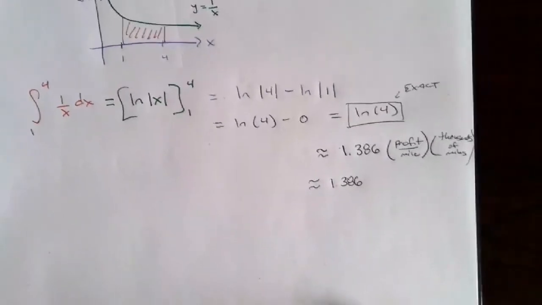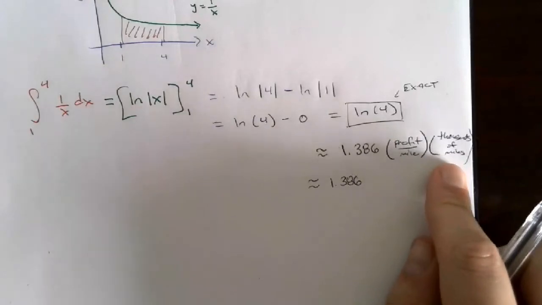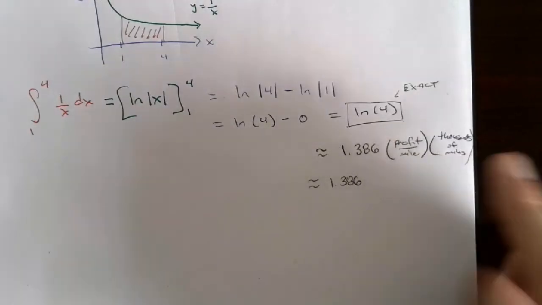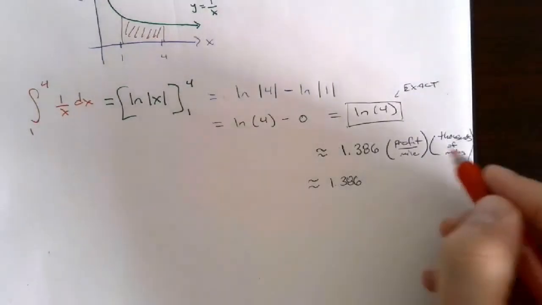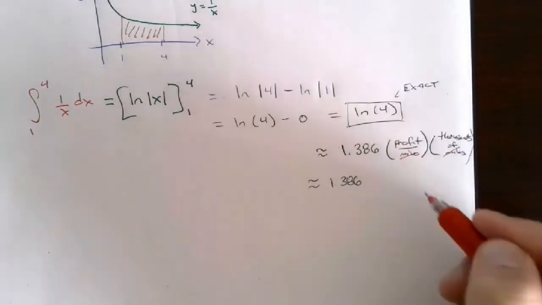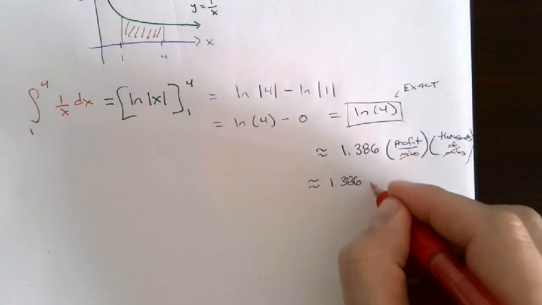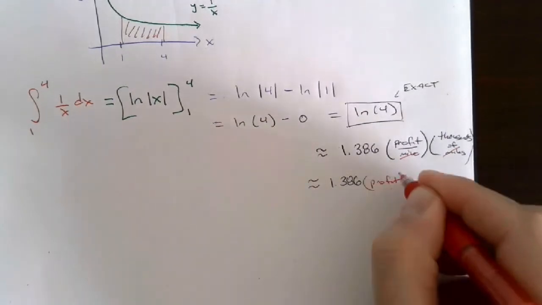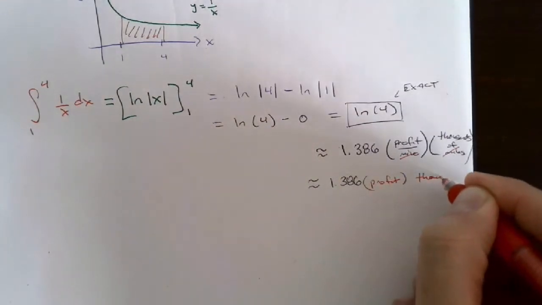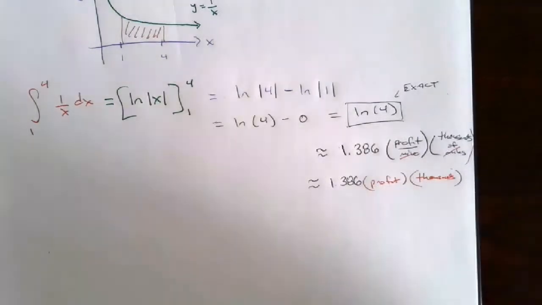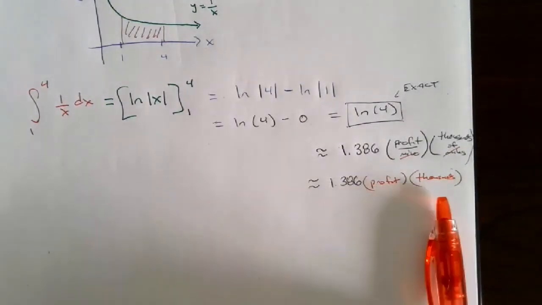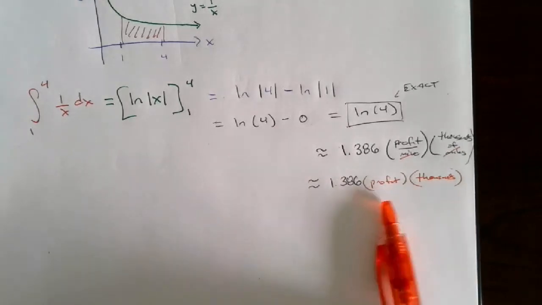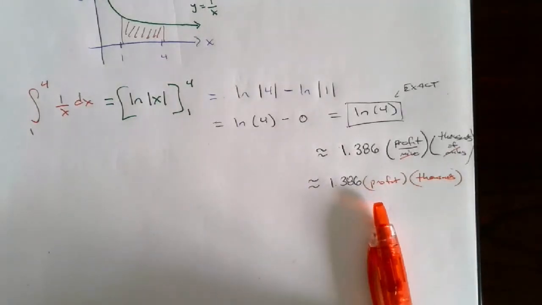And let's talk about what that means. So profit per mile times thousands of miles. Well, the miles will cancel with the miles, but you can't cancel the thousands. So the miles will cancel with the miles in the denominator, but this is profit times thousands. Well, what are those really measured in? Thousands of what? Well, profit is dollars, and thousands, so it's thousands of dollars. So it's 1.386 thousands of dollars.